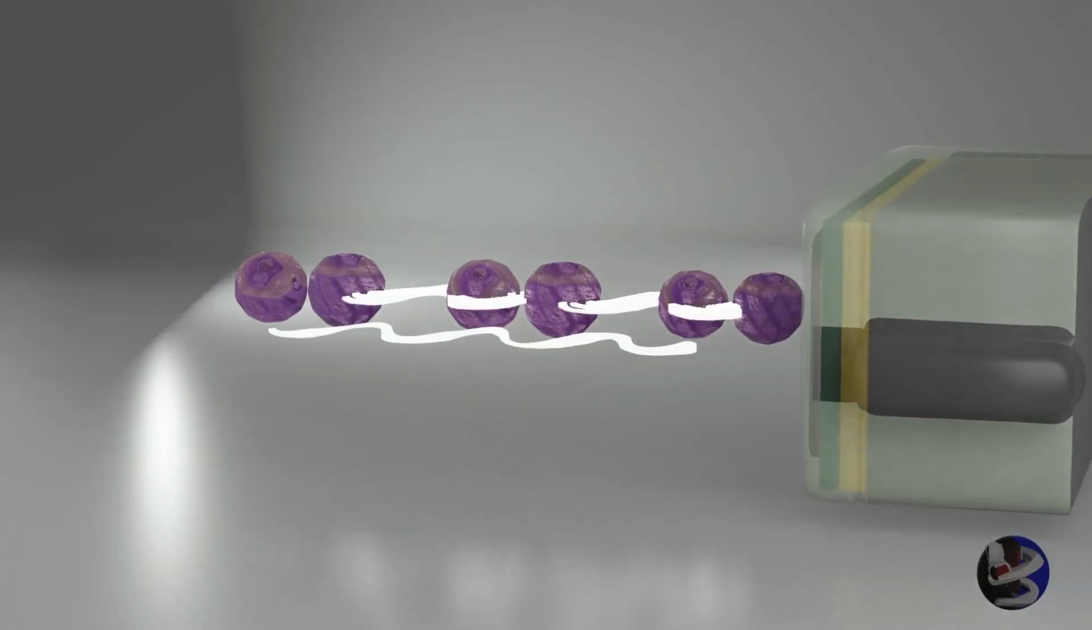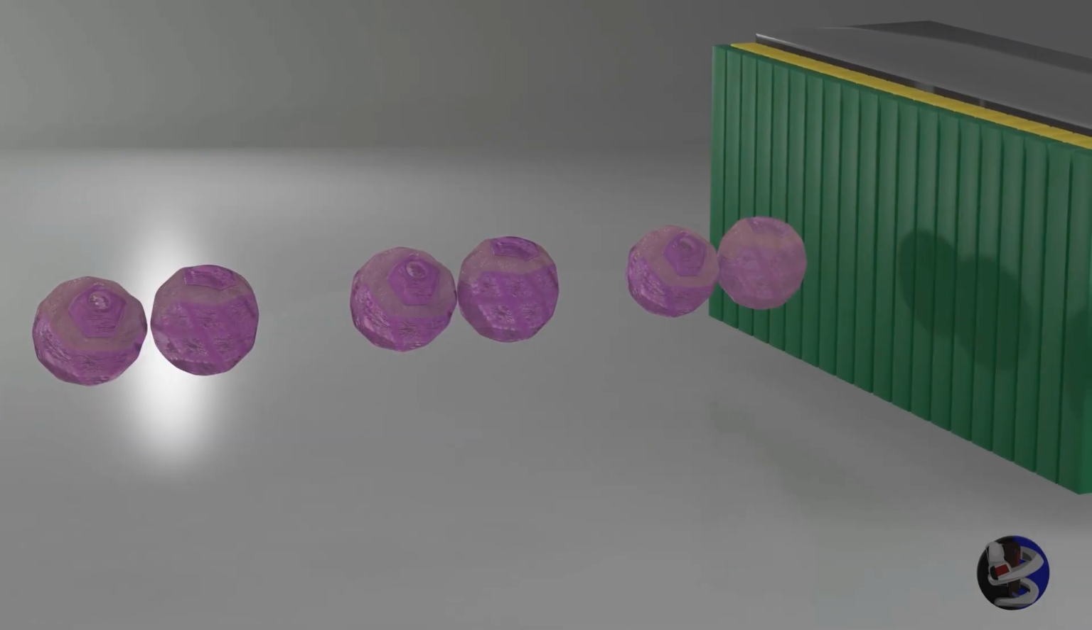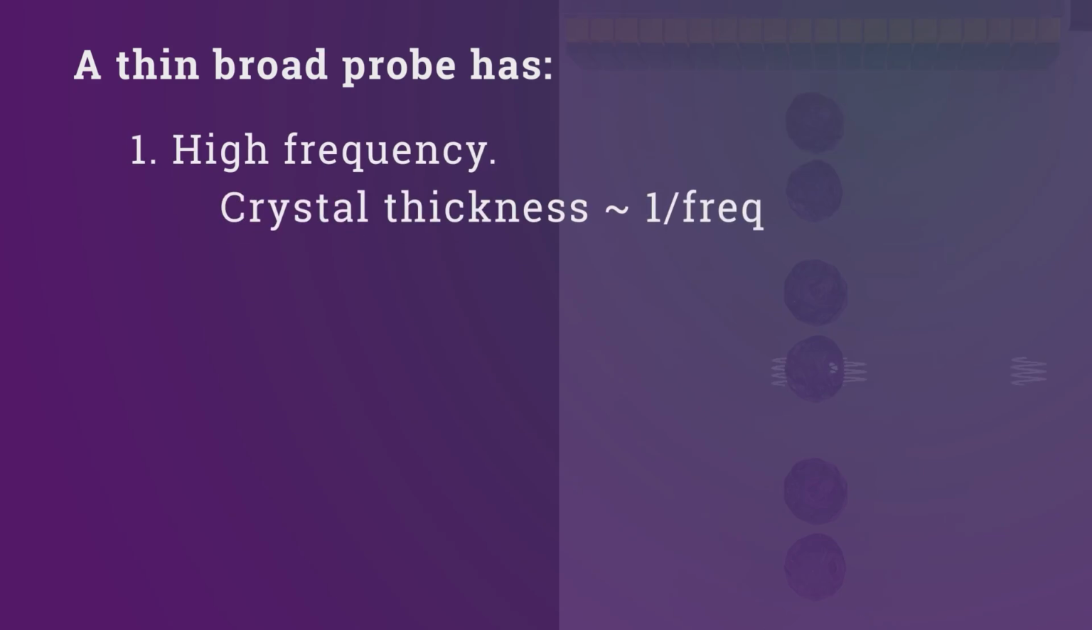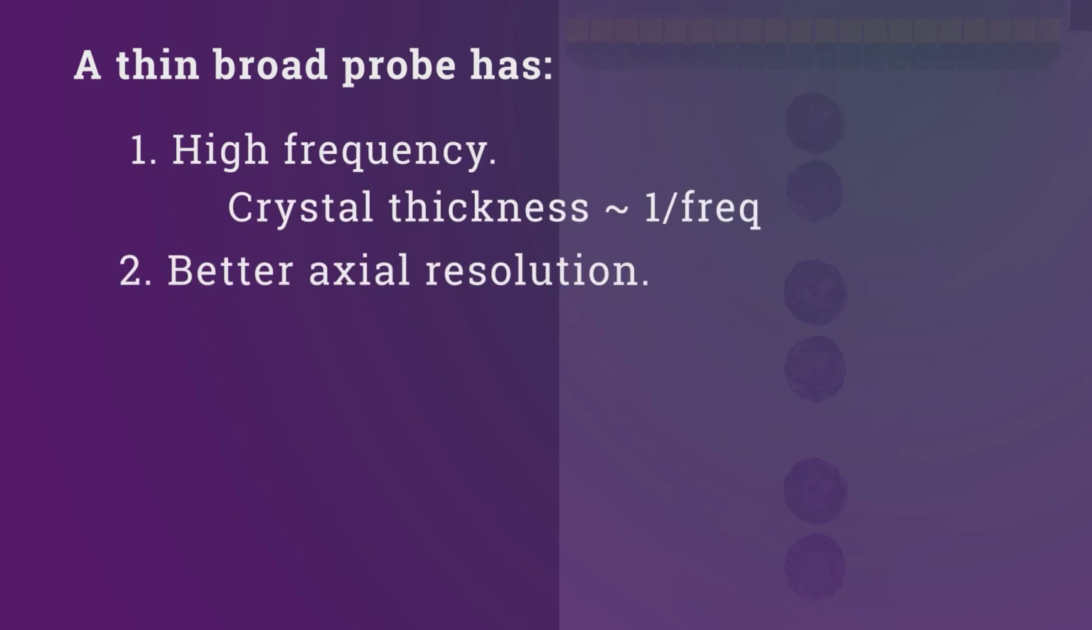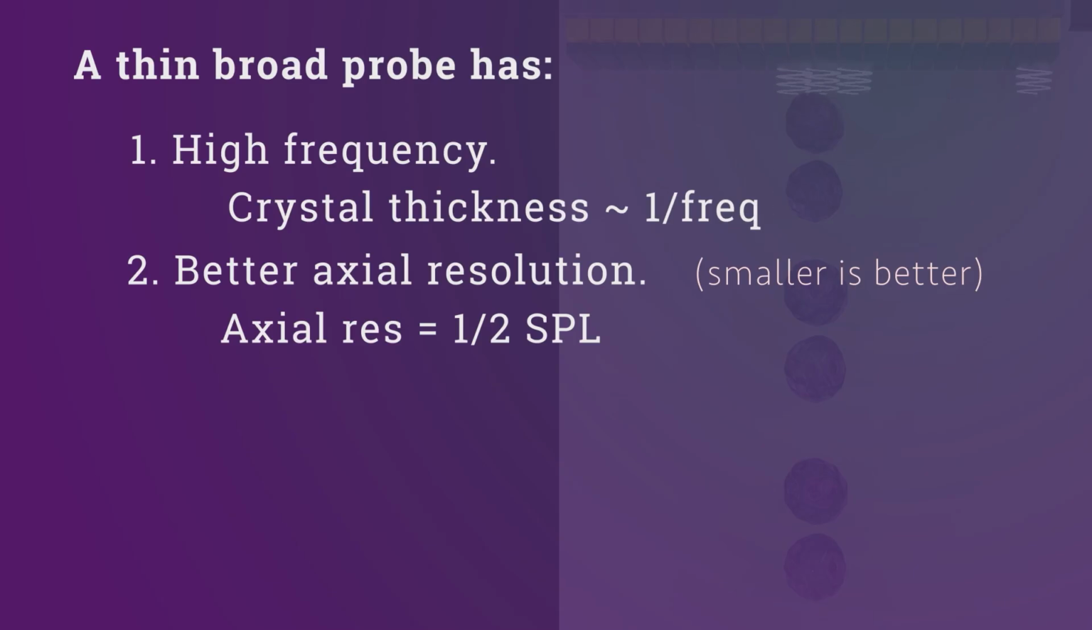I'll recap what we have seen so far on spatial resolution. A thinner probe has a higher frequency signal, since wavelength is proportional to the piezoelectric element's thickness. The probe has smaller and thus better axial resolution, since the pulse length is smaller. Axial resolution is half the spatial pulse length, and so we want a pulse that is small enough to fit between objects that are deeper to each other.